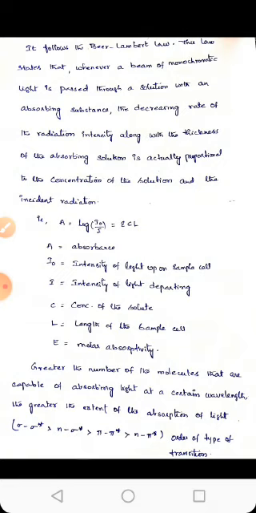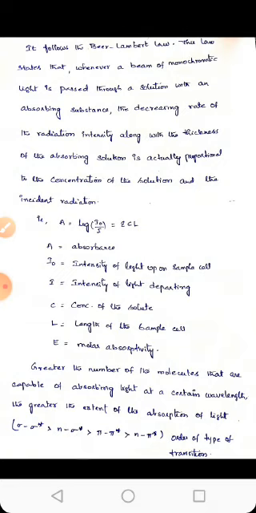From the Beer-Lambert's law, it has been established that the greater the number of molecules that are capable of absorbing light at a certain wavelength, the greater the extent of absorption of light. That is given by the order of the type of transition: sigma to sigma star is greater than n to sigma star, which is greater than pi to pi star, which is greater than n to pi star.